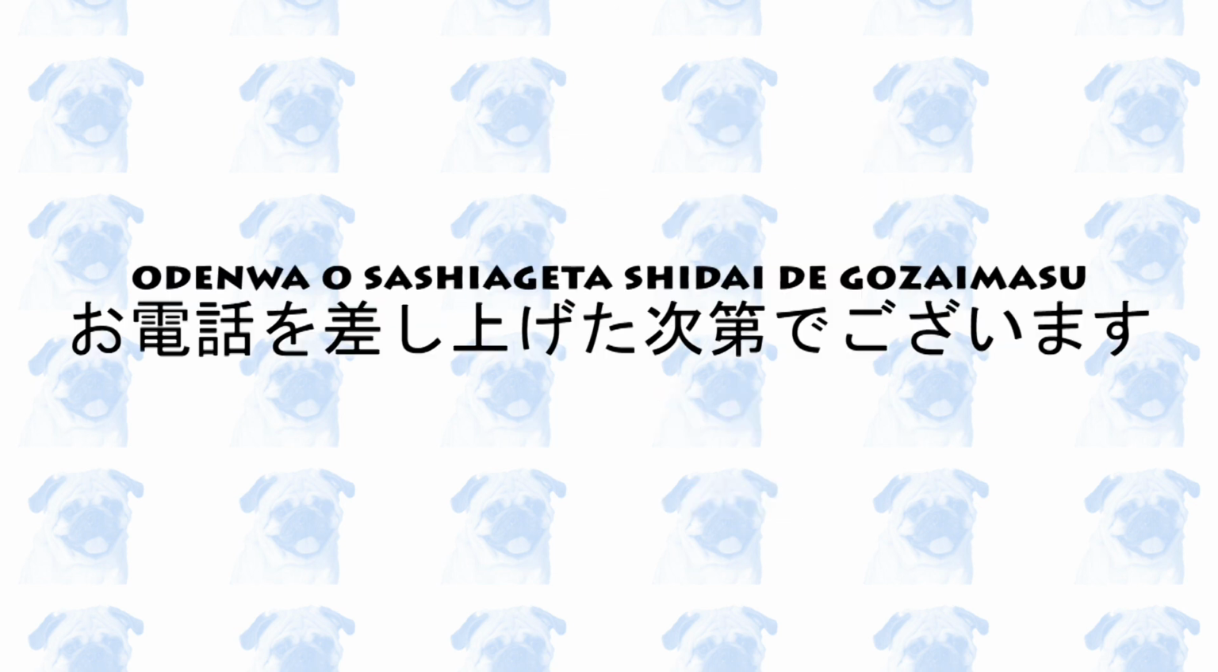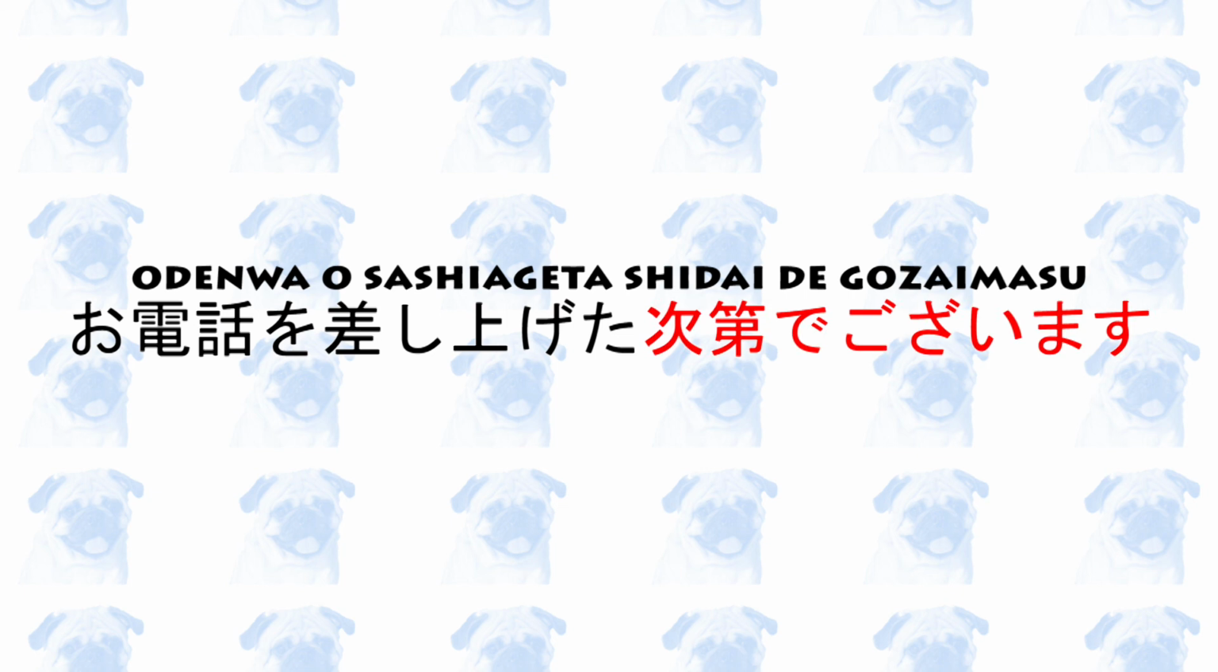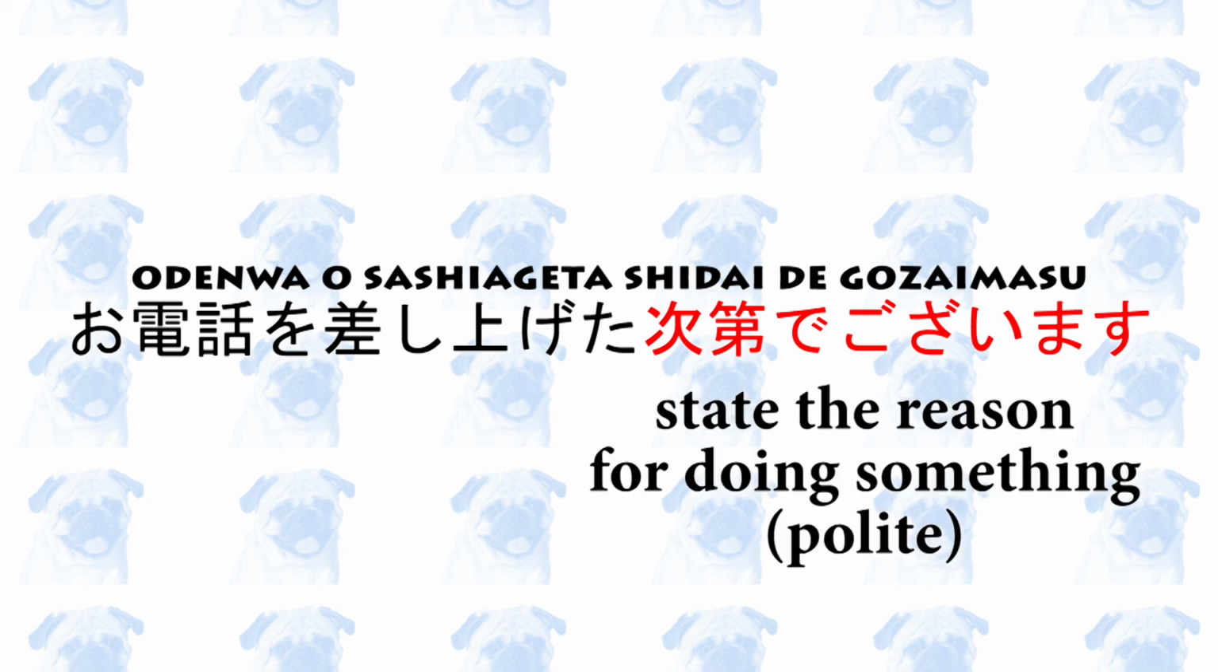The final phrase is お電話を差し上げた次第でございます. The verb phrase お電話を差し上げる is the kenjou語 version of 電話する to call or to ring. 差し上げる is the kenjou語 of the verb あげる to give. So this verb phrase literally means to give a phone. The final part 次第でございます is a polite way of stating the reason for doing something. In this case, the speaker is explaining why he is calling sensei.